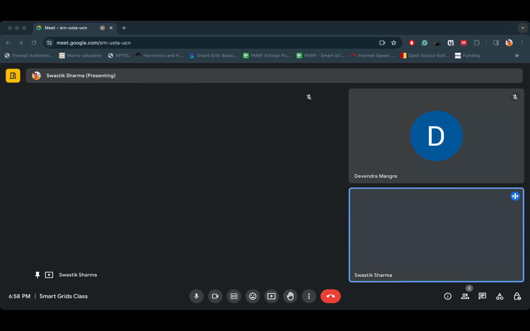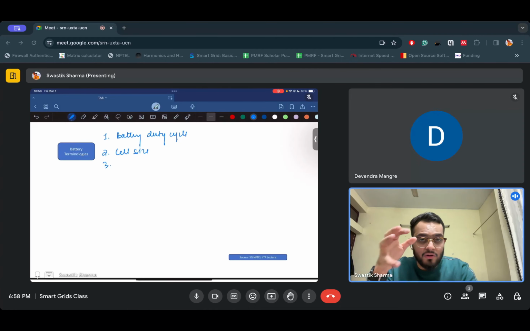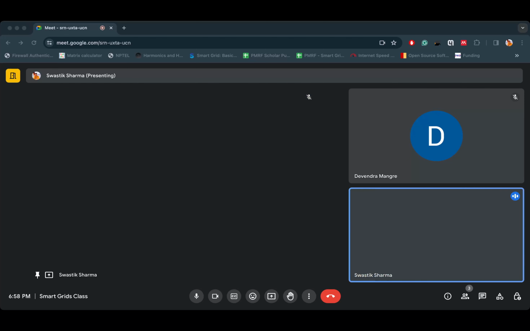So there are some key battery terminologies. First, battery duty cycle: this is the sequence of loads to supply. Then you have cell size: this is the individual rated capacity of a cell. A battery is a combination of multiple cells, so the cell size tells us the rated capacity of a particular cell. Then you have equalizing charge.